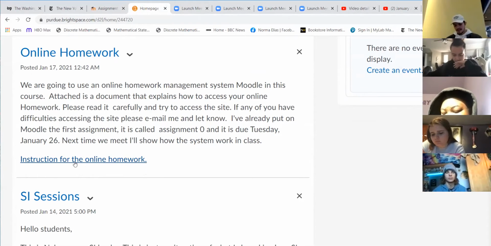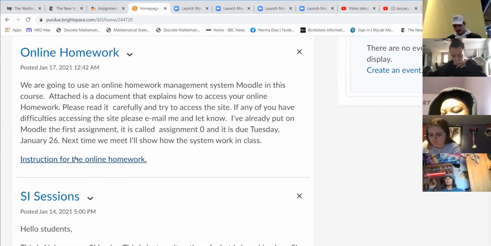Okay, so Brightspace does not connect to Moodle itself. It doesn't work with Brightspace. Every time you have to do the homework, you have to go to the Moodle website. It's not through Brightspace. You have to go to the site itself. So bookmark it on your computer or wherever you do the homework, because you have to go back to it to be able to do the homework.